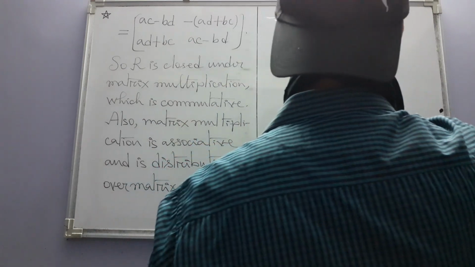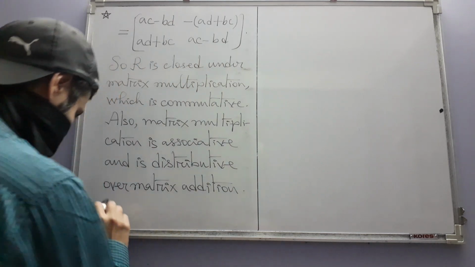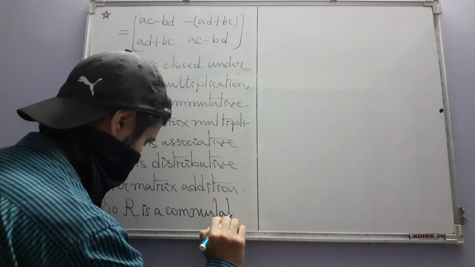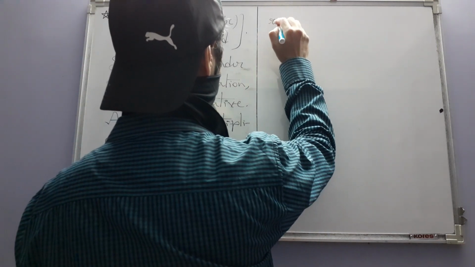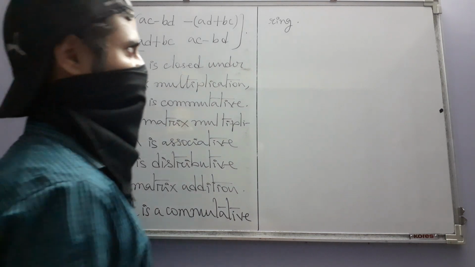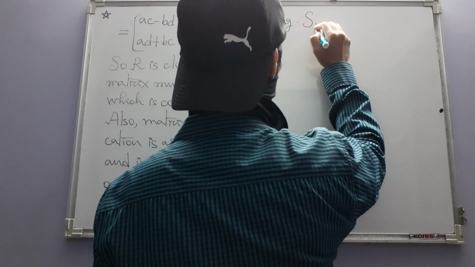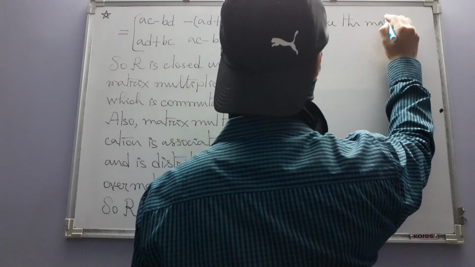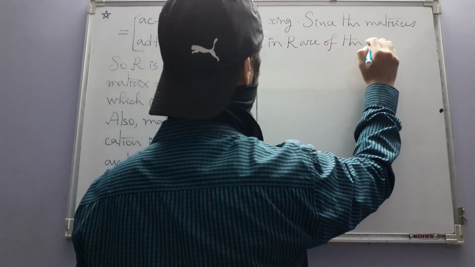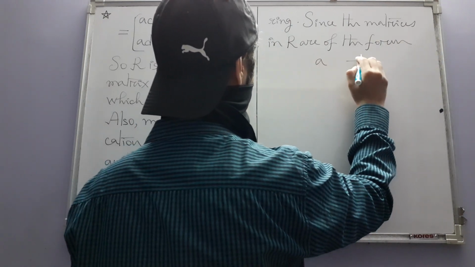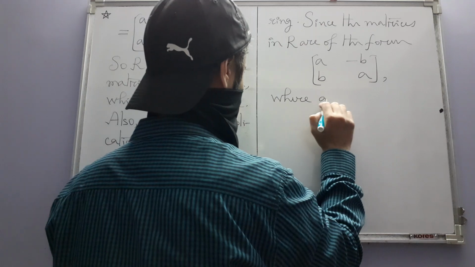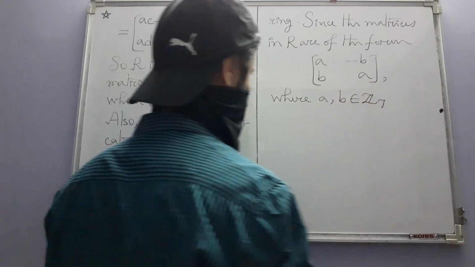So this is the boring part, but the interesting part now it will come. So R is a commutative ring. Okay, what else was asked? How many elements are there in R? Since the matrices in R are of the form A minus B, B A, where A and B are coming from Z7, and that's it.